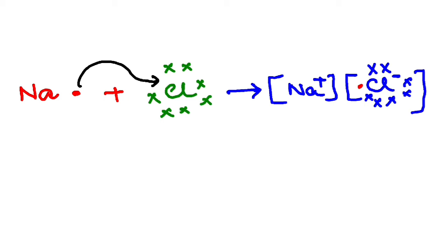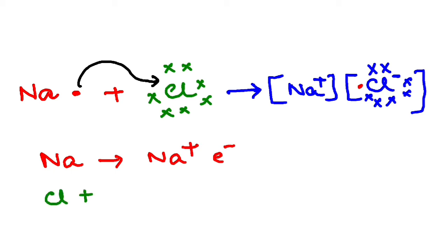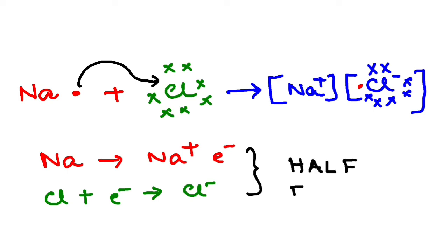Clear? I hope you have understood. So this is the formation of NaCl. So the equations that I have shown earlier, that is Na becoming Na plus and Cl becoming Cl minus, these are called half equations, right? They represent half of the story, isn't it? So these are called half equations. Alright, I hope it's clear. Formation of NaCl.